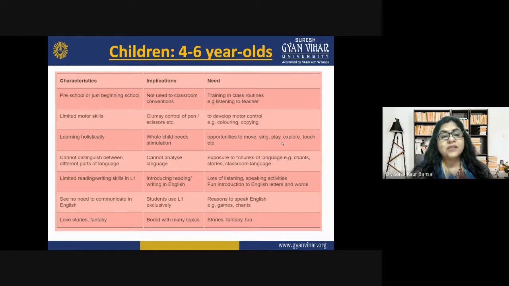The next characteristic is that the child cannot distinguish between different parts of language.